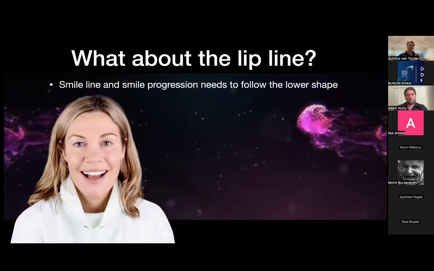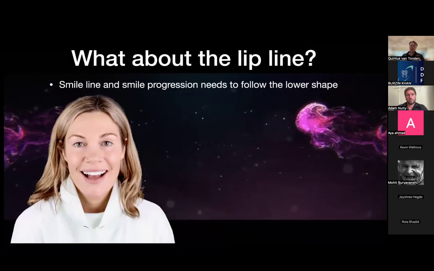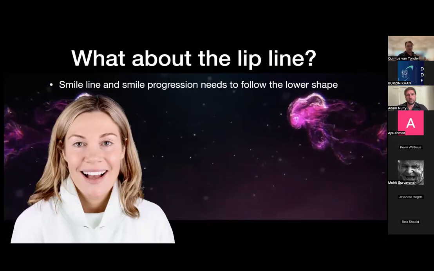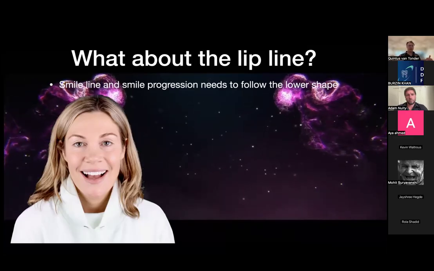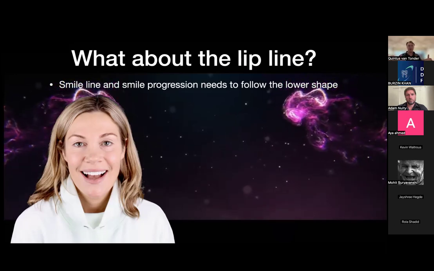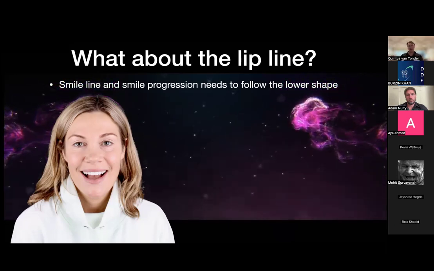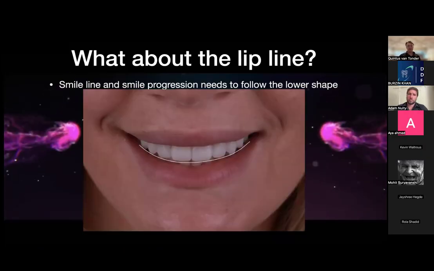So the smile progression for me needs to follow the lower lip shape. So if the patient has got a very curved lower lip like this patient has, I'm going to tilt my design at the back, in the curve of Wilson, I'm going to tilt that more up. So it's going to be a more pronounced one than a patient that has got a flat or a less curved lower lip. Next slide, please, Adam.